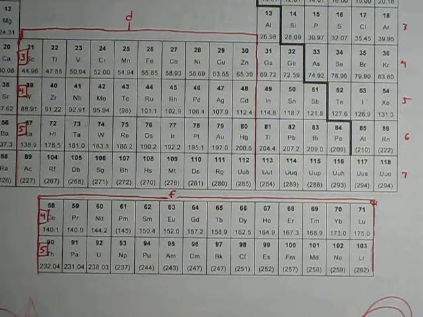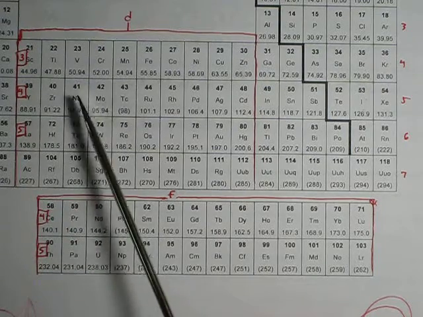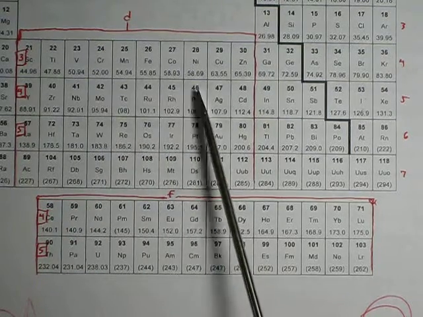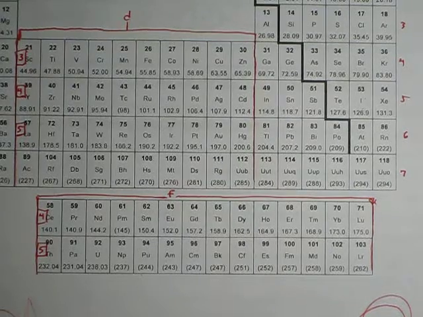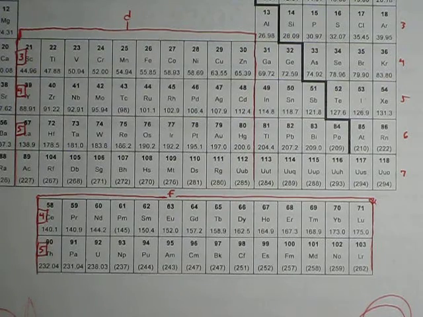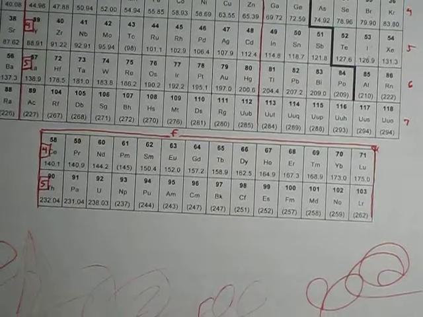5 orbitals, 2 electrons per orbital, which means you can have 10 elements represented. 1, 2, 3, 4, 5, 6, 7, 8, 9, 10. F orbitals, you have 14 elements represented down here.